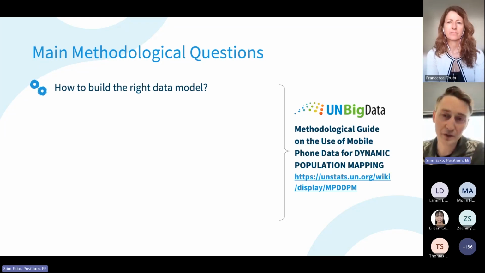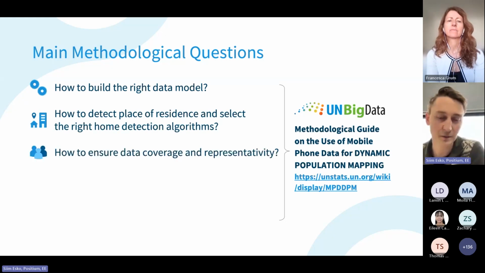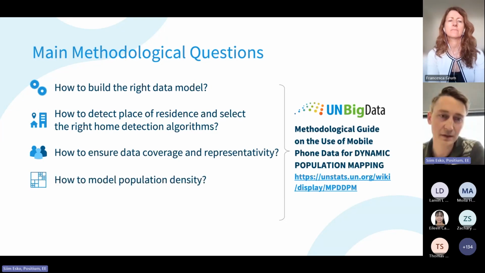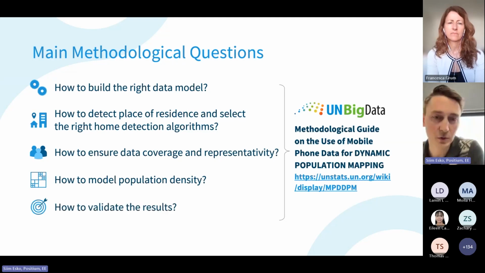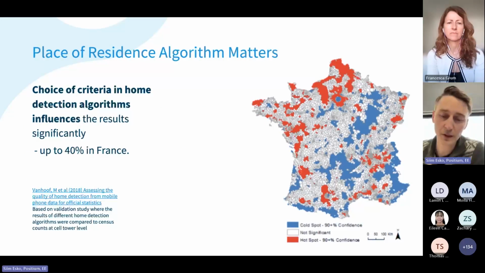For you listeners, you got the answers to these questions in the webinar. But for readers, the hints are provided in the guide on how to build the data models, how to choose the right methods for place of residence detection and data fusion, and how to also validate the results so that we know that we can trust the result.